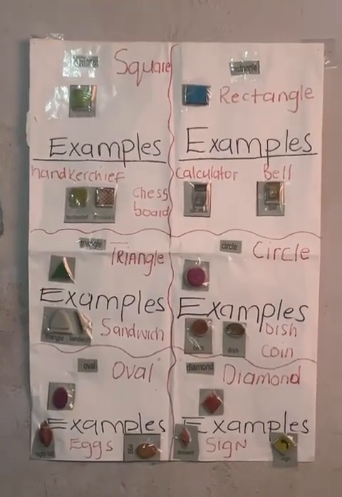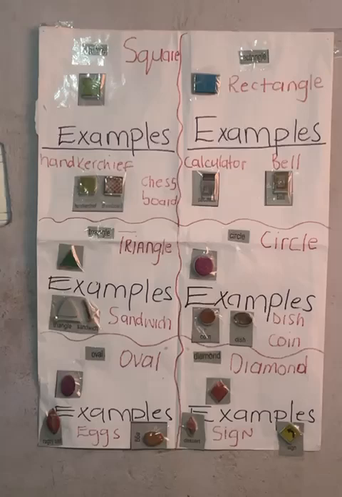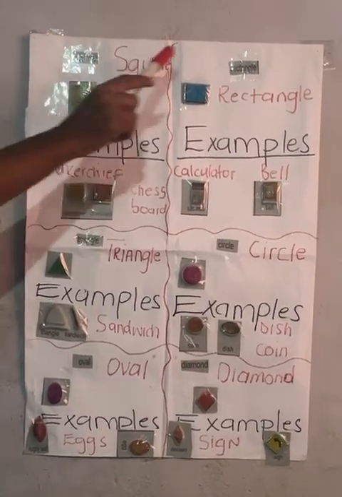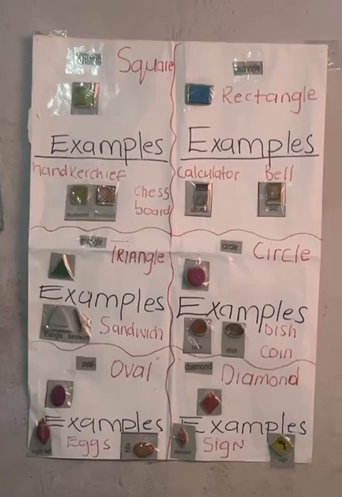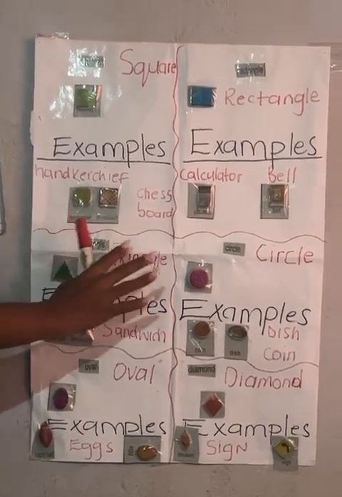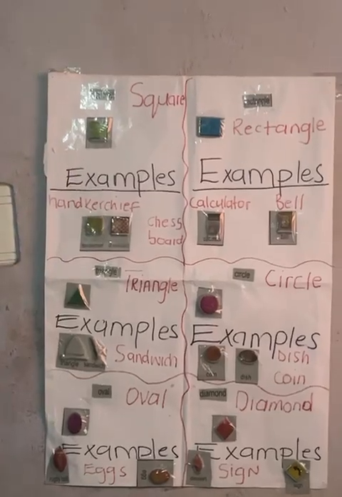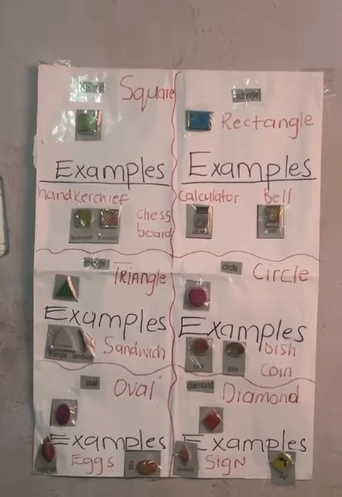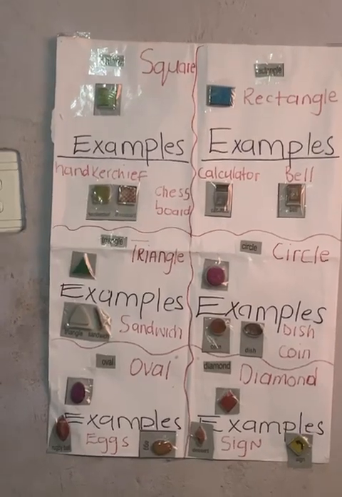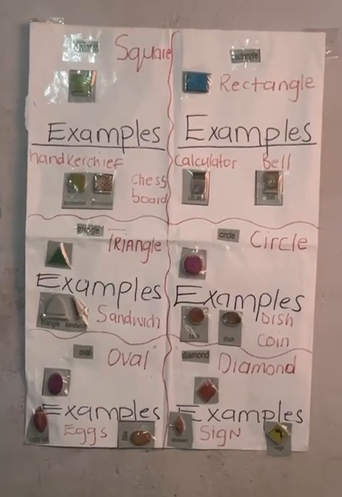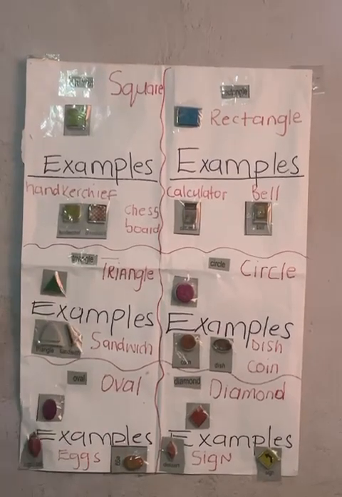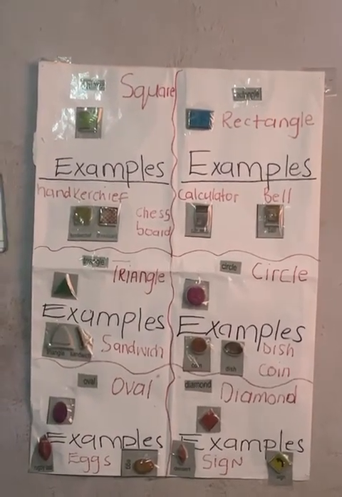Everyone, my name is Amelia Lubisi and I'll be showing you the tool I created. The name of my tool is a chart of shapes. As you can see, it's a chart that consists of shapes. Exactly. This tool is for grade R and grade 1 mathematics. It helps learners to know their shapes and also their examples.